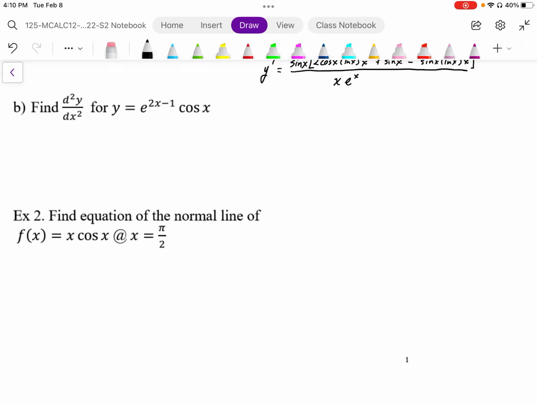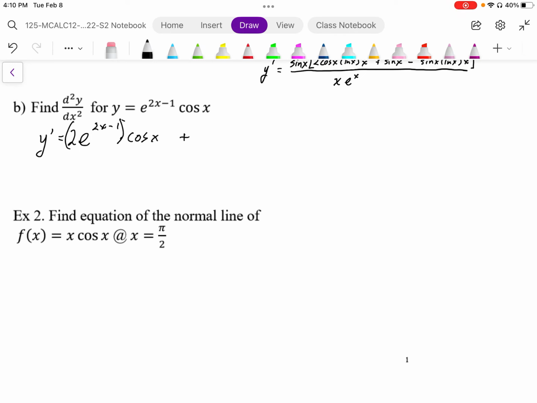In this example here, we want the second derivative, so we're going to have to differentiate it once and then differentiate it again. So we have chain rule and product rule. So I'm going to first differentiate the e function, so it just stays the same, but I have to multiply it by 2 with chain rule. So that represents the first part of the derivative, and then times cos x.